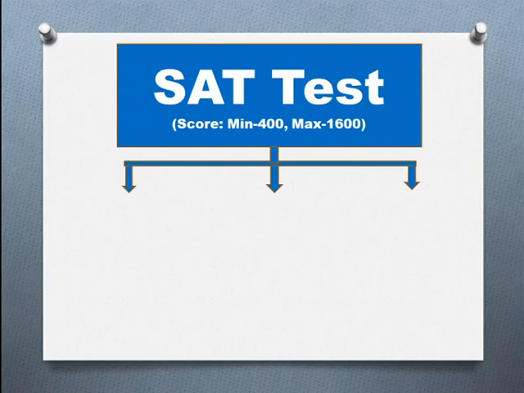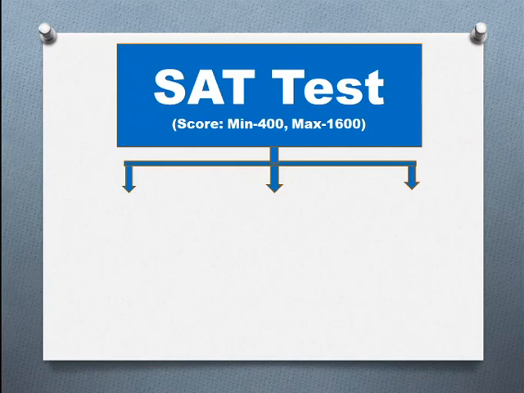So what does the minimum score represent here? In a simple way, the minimum score of 400 is only for appearing for the test. I can say it is for your attendance. After that, while answering the different sections of the SAT test, whatever score you get, that is your total score out of 1600.